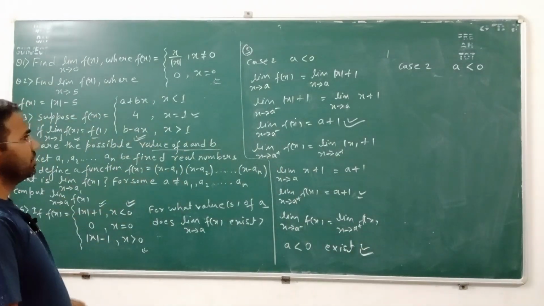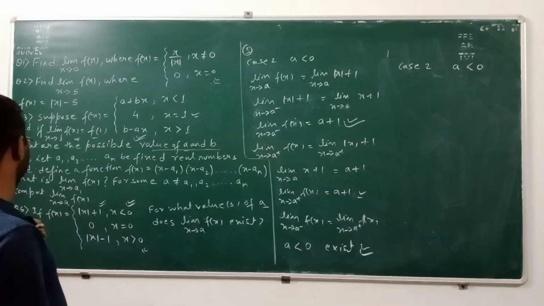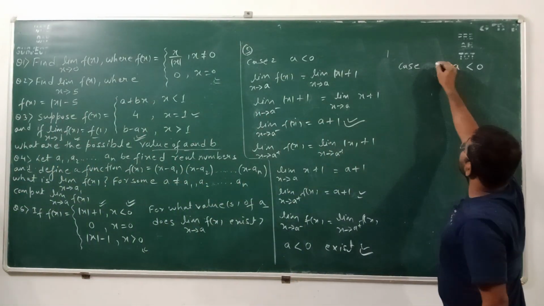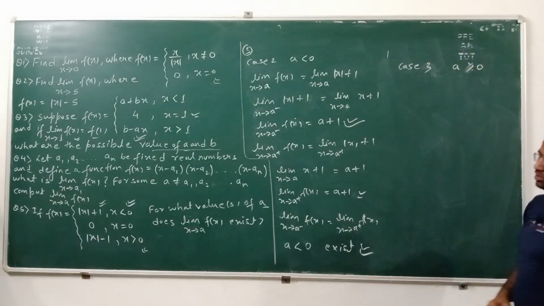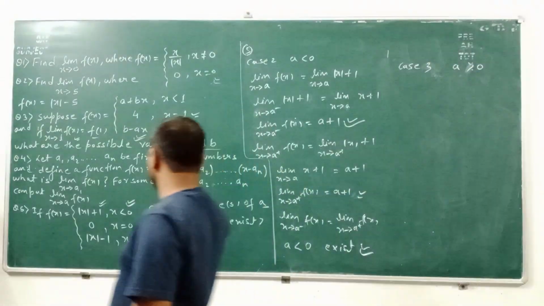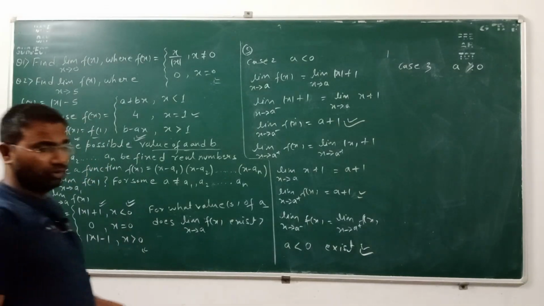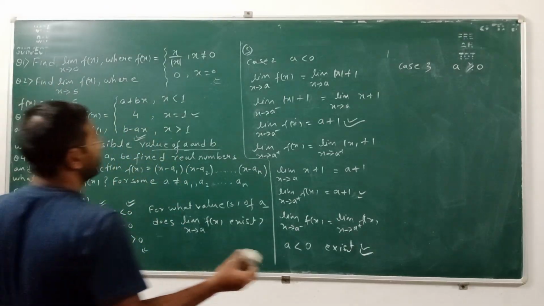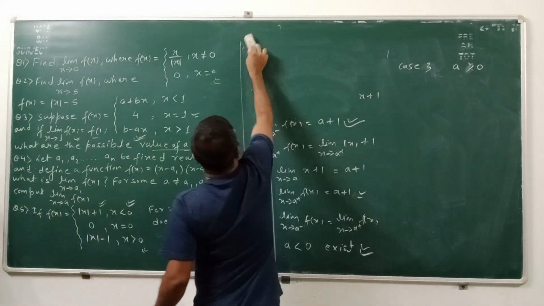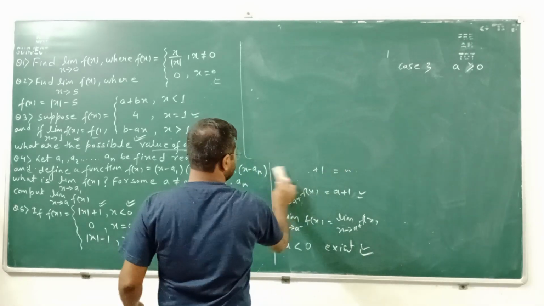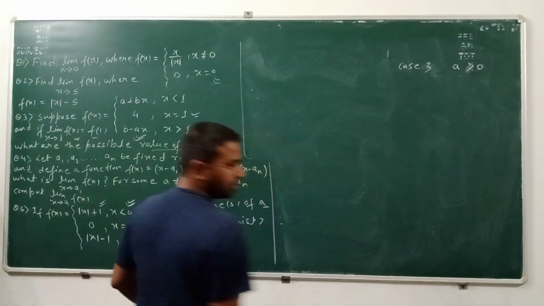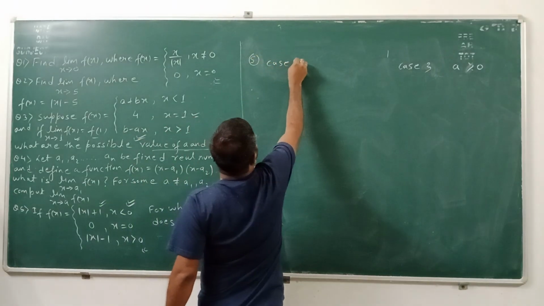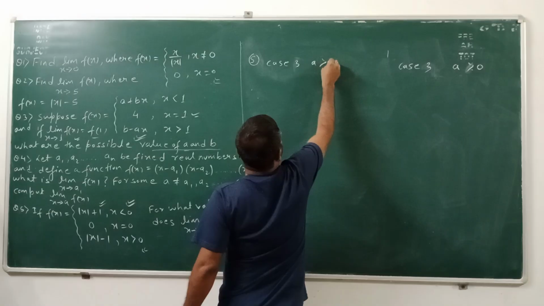So see here, in this way we will write the solution of case 2 of question number 5. Okay, now we will see case 3, when a is greater than 0. When a is greater than 0 we will consider this one. So for writing the solution I have to erase. I hope you have noted down. Okay, now again fifth one, case 3, a is greater than 0.